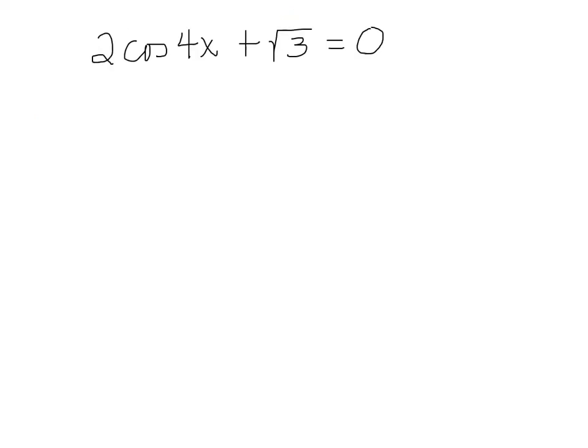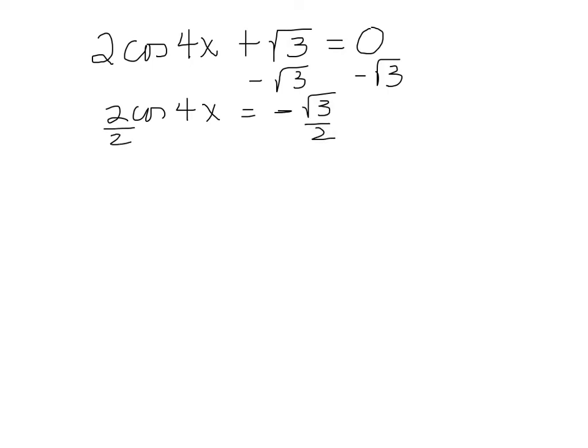Okay, here's another example. In this example, I have the entire expression on one side and then 0 on the other. What I want is just the cosine 4x on one side, everything else over here. So what I'm going to do is subtract the square root of 3 to the other side, and that's going to leave me 2 cosine 4x equals negative square root of 3, and then I'm going to divide both sides by 2. So that's going to leave me cosine 4x is equal to negative square root of 3 over 2.